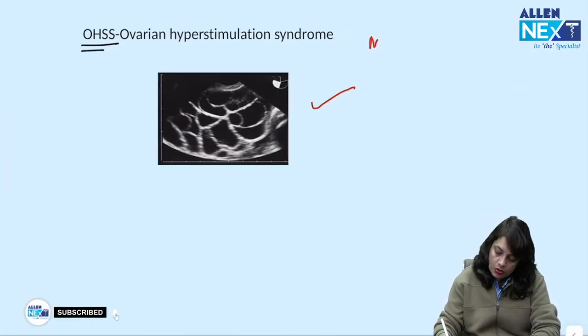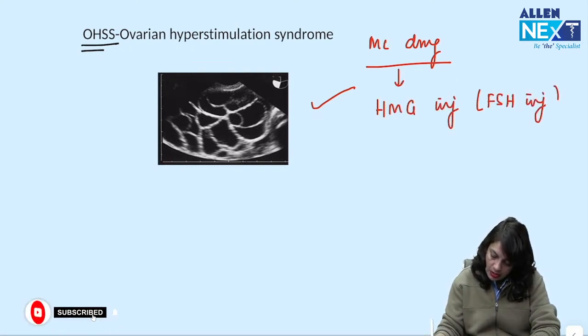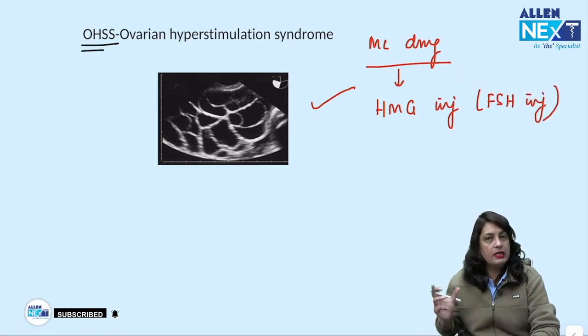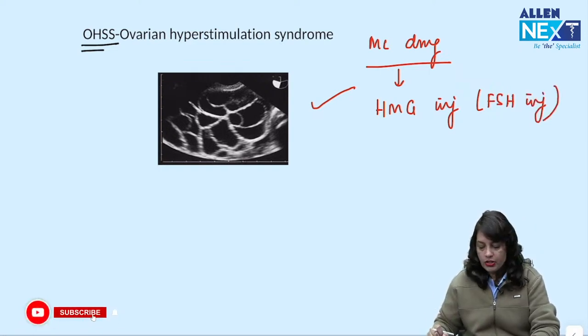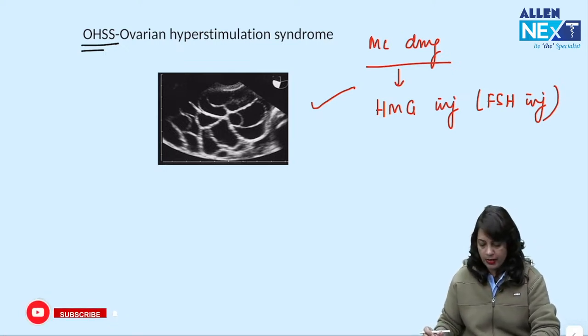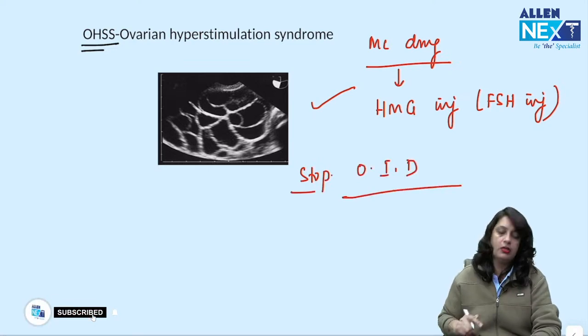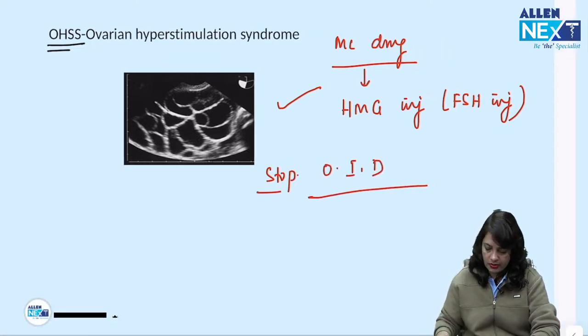induction agents. The most common drug to cause ovarian hyperstimulation syndrome is the HMG injection, that is the FSH injection, because it is directly stimulating the ovaries. So which drug most commonly causes ovarian hyperstimulation syndrome? If there are any symptoms like ascites, ARDS, etc., then you have to go for symptomatic treatment, but the first step is always to stop the ovulation induction drugs.